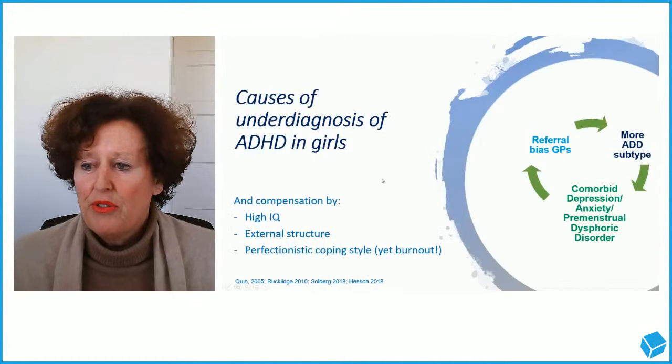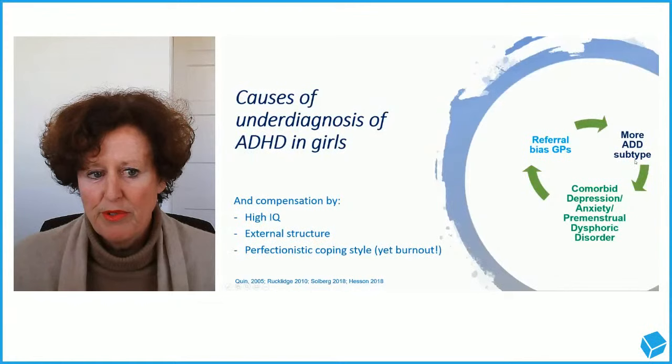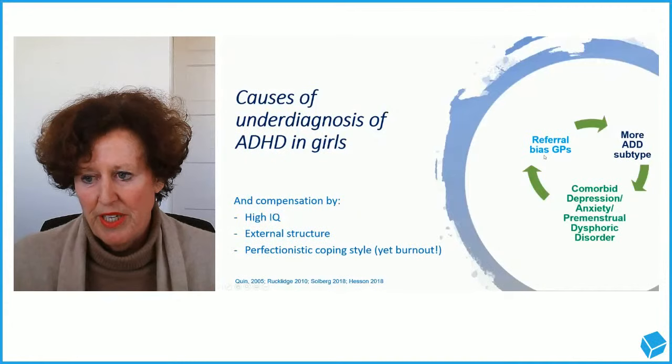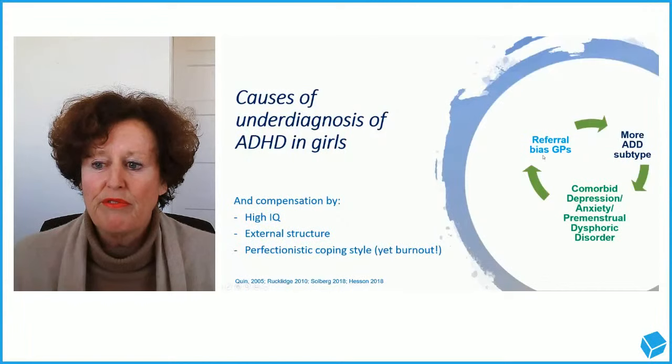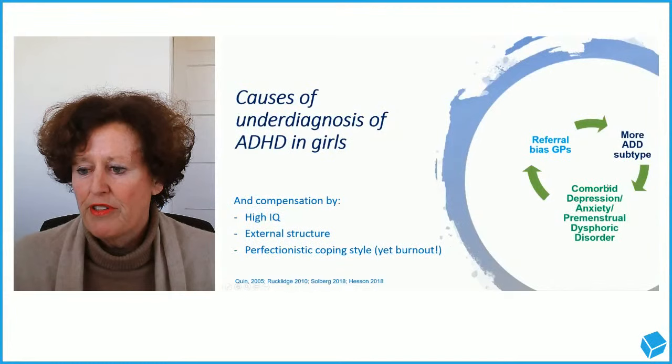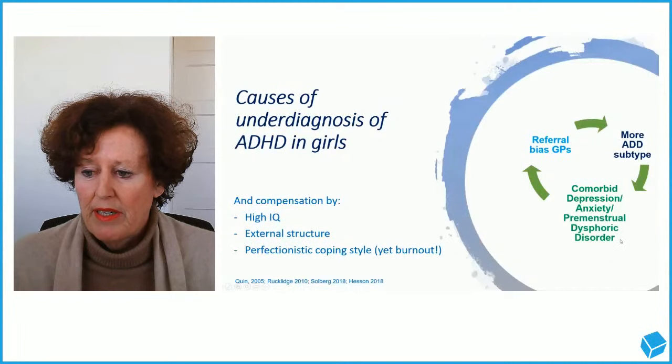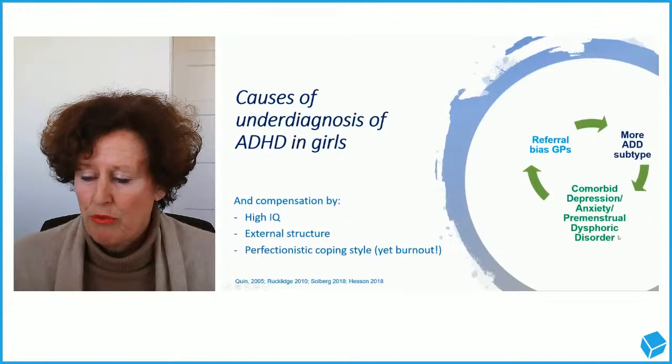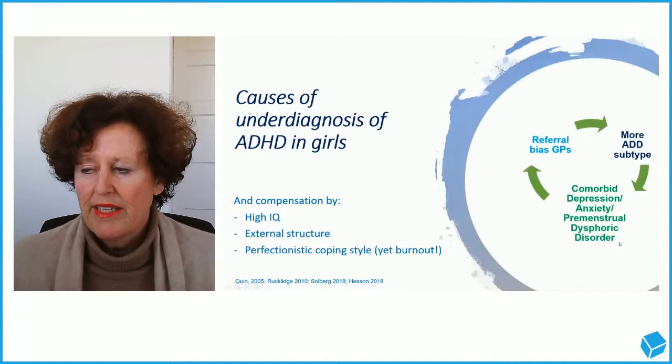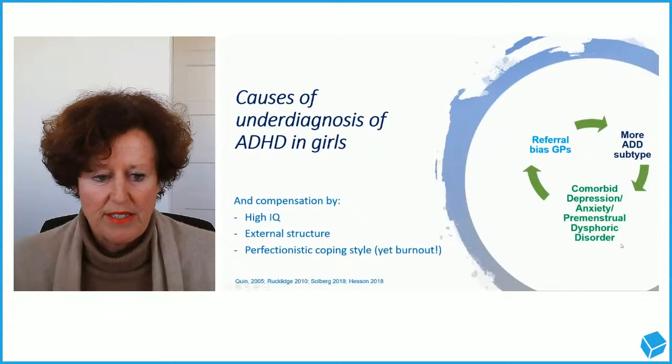Okay, I told you about the causes of underdiagnosis. One of them is the more frequent ADD subtype in women. But another one is that the GP doesn't know about women with ADHD or girls, and he just doesn't recognize the symptoms in girls, and he doesn't refer for a clinical diagnosis or treatment. The third reason is that women have a different comorbidity pattern. They have more anxiety, depression, and here we go again, the premenstrual dysphoric disorder, which is also a mood issue. And men have more aggression and substance abuse, and may also be depressed, by the way, but this is more the clinical picture. So it looks more like internalizing symptoms, as we call it, versus men have more externalizing symptoms.